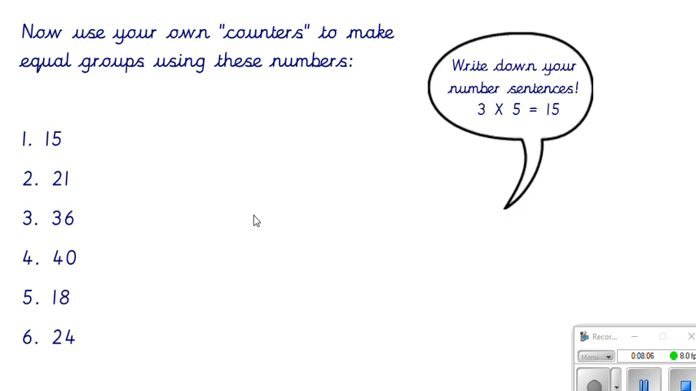Okay, I'd like you to pause the video now and use your own counters or whatever you're using to try and make equal groups using these numbers. And each time you make a group, write down your number sentences. The first one, you think back to my pasta shells, is the one I did to begin with, 15. 3 times 5 equals 15. 5 times 3 equals 15. Remember, your groups need to be equal, and you might want to pause the video now.